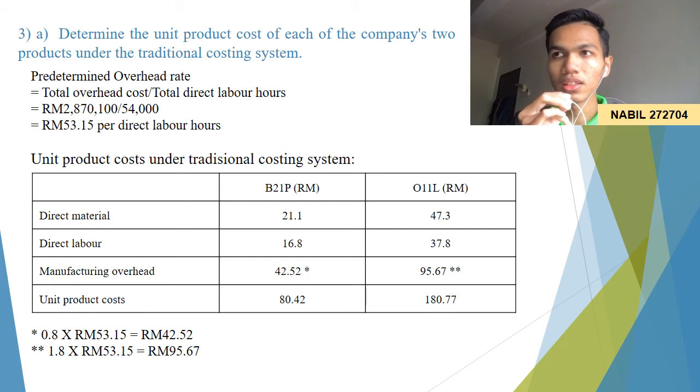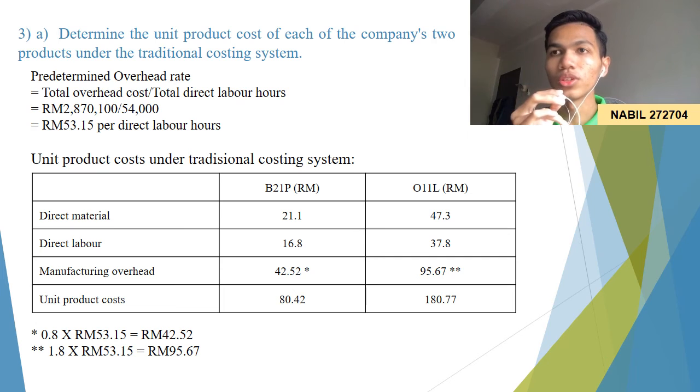O11L 37 ringgit 80 cent. And the manufacturing overhead, we must calculate at 0.8 times the amount that we found just now, that is POR. So 0.8 times 50 ringgit 50 cent, and we will get 42 ringgit 52 cent. And for the next company, 1.8 times 53 ringgit 50 cent, and we will get 95 ringgit 67 cent.